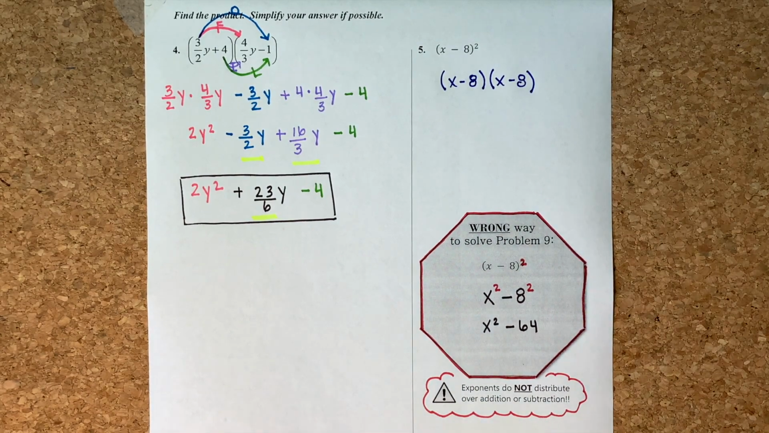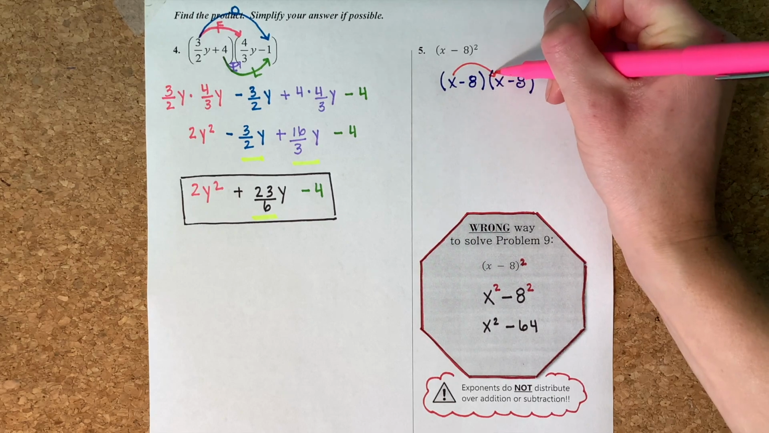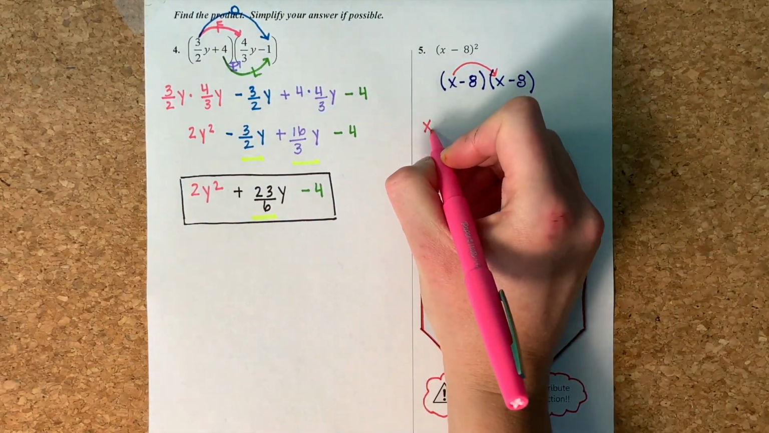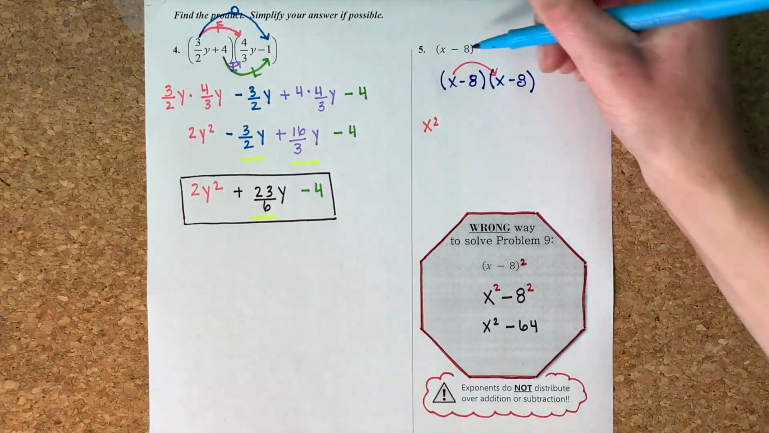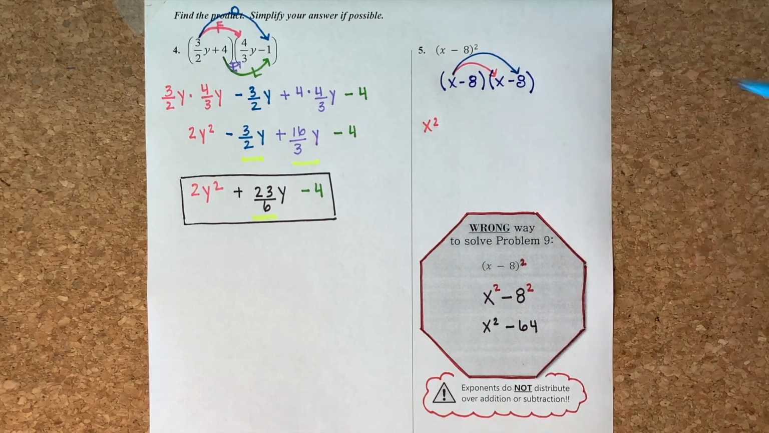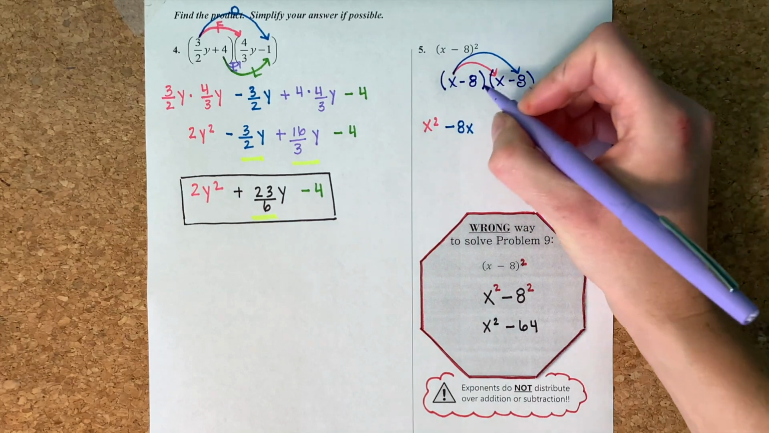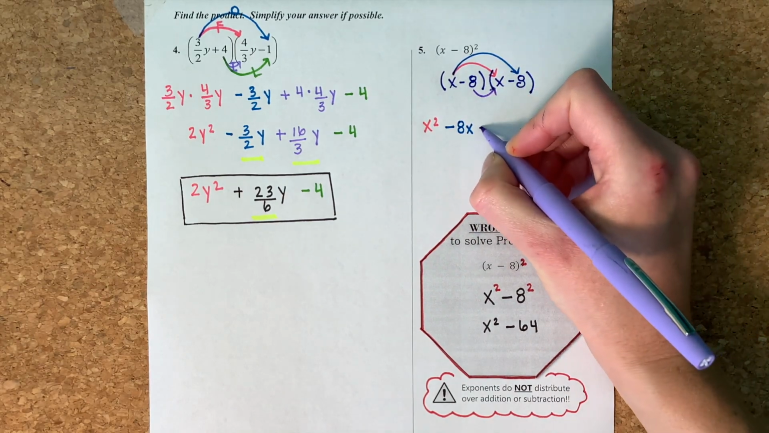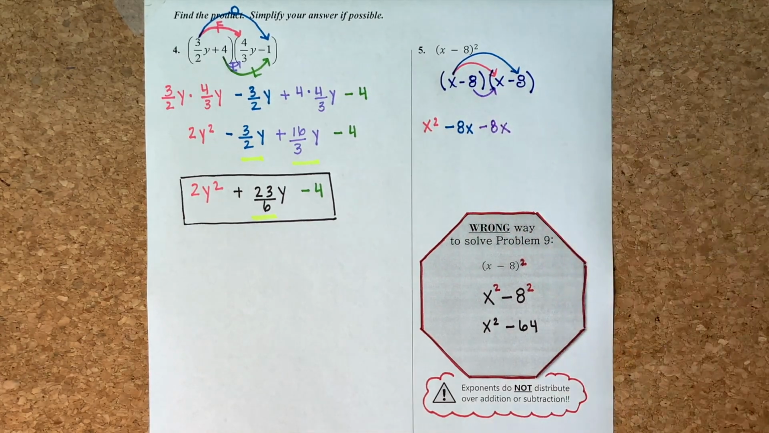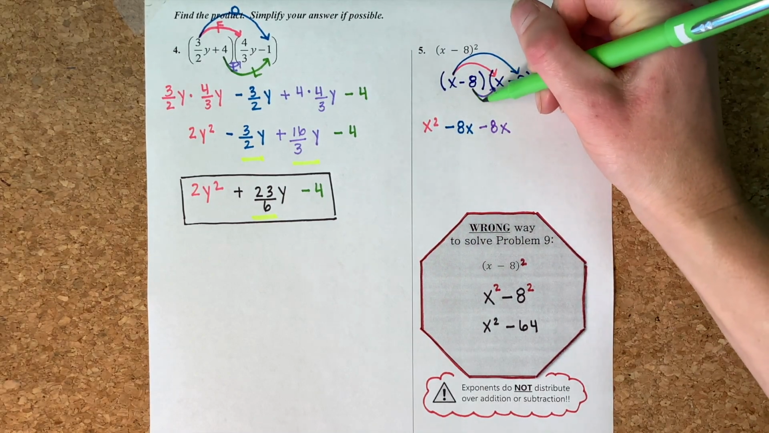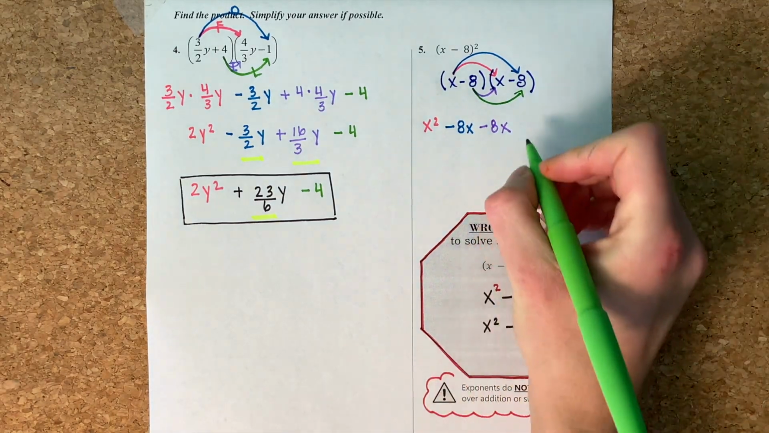So to FOIL, we start with the first. We'll take x times x, which will give us x squared. Then we'll do the outer. We'll take x times -8 to get -8x. Then we'll do the inner. We'll take -8 times x to get another -8x. And then we'll do the last. We'll take -8 times -8 to get positive 64.